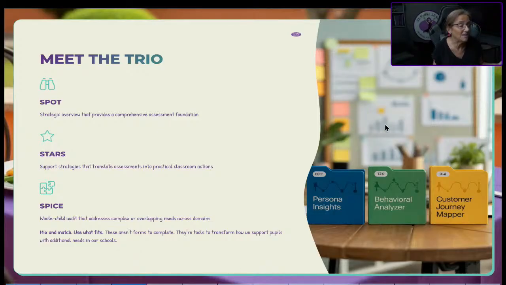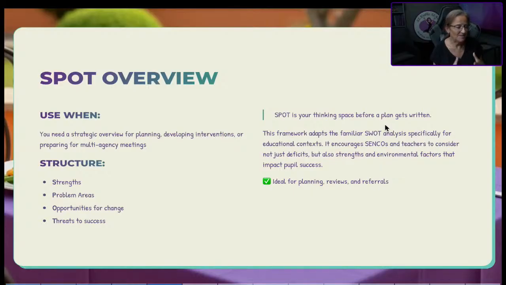You might have an entirely different reason. It might be that you use a SPICE analysis for early years, Key Stage 1, and then you move it into a SPOT and STARS analysis when you know the child a little bit better in Key Stage 2. Again, entirely up to you. Pick and choose what you want from this. It is not, you've got to eat the whole lot. I'm going back to my wonderful menu and food analogies here. So, a SPOT overview.